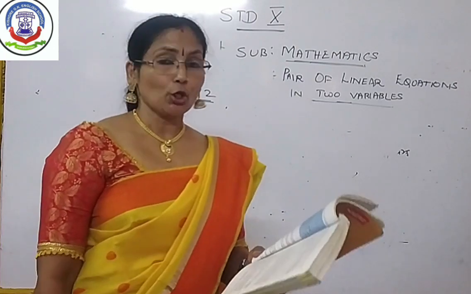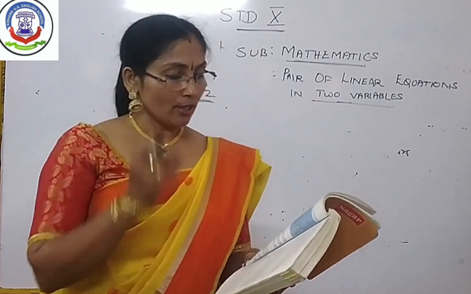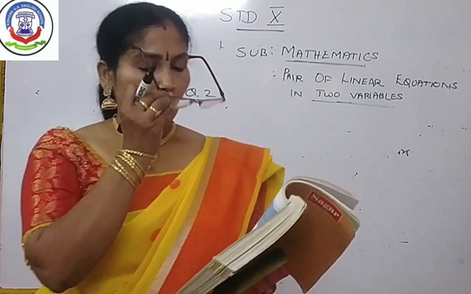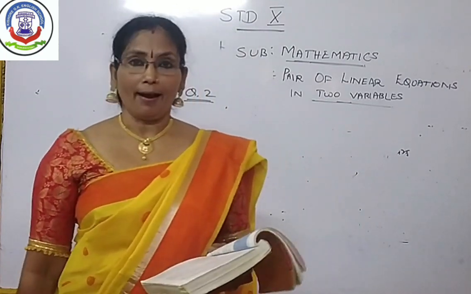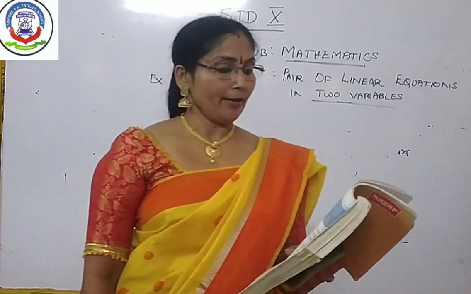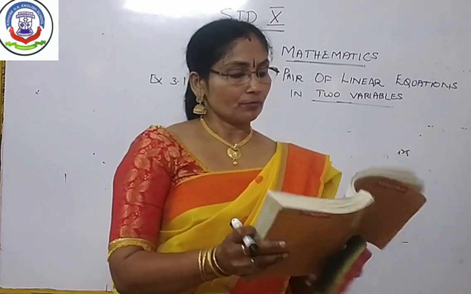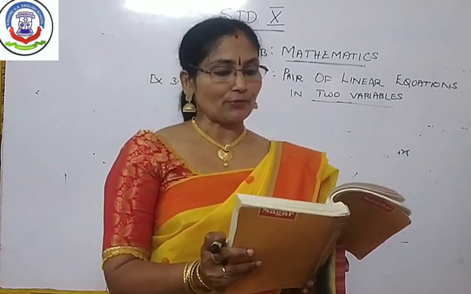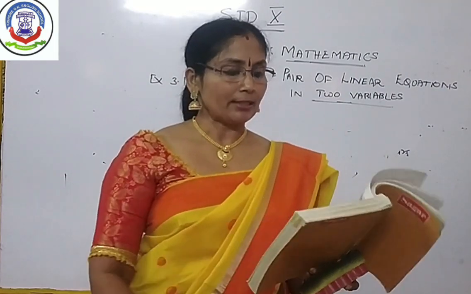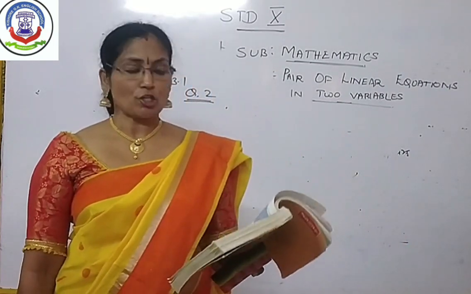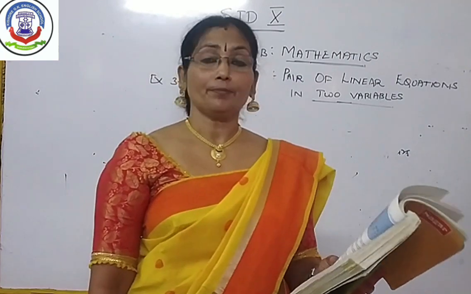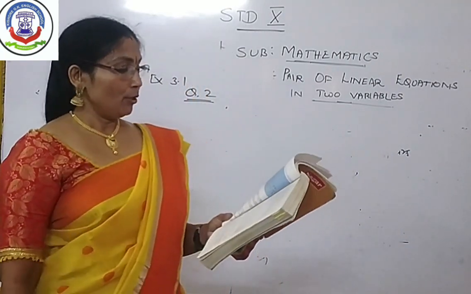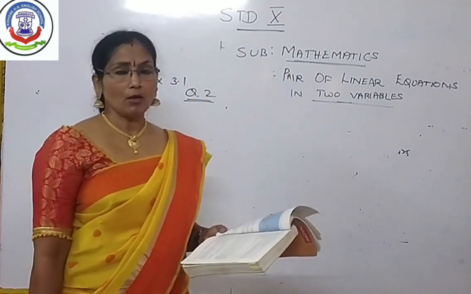Question number 2. The coach of a cricket team buys 3 bats and 6 balls for rupees 3900. Later she buys another bat and 2 more balls of the same kind for rupees 1300. Represent the situation algebraically and graphically. So first of all, you have to represent it algebraically.